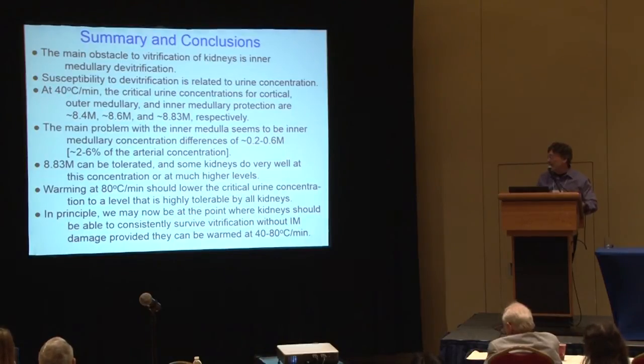But if we could warm at 80 degrees a minute or even less, we should be able to lower the critical urine concentration to a level that all kidneys will tolerate easily. So based on all of that, this looks pretty exciting. And so unless some other problem arises that we're not quite aware of yet, in principle, we may actually now be at the point where once Brian is done putting the finishing touches on the electromagnetic warming system, we may be able to routinely vitrify kidneys and warm them up and have them survive as long as we can do the warming. And we hope to find out the answer to that question by the end of the year. Wish I could have told you now, but we're not quite there yet. And thanks for the patience.